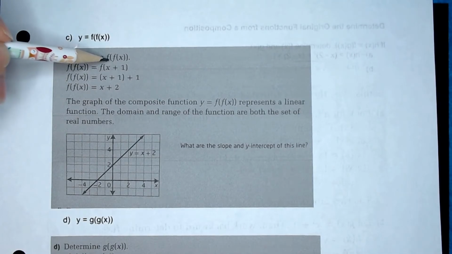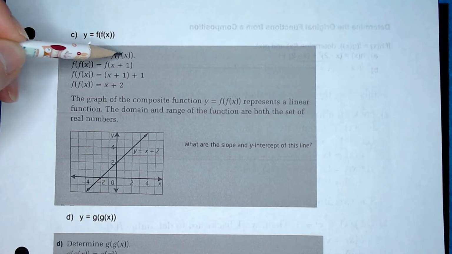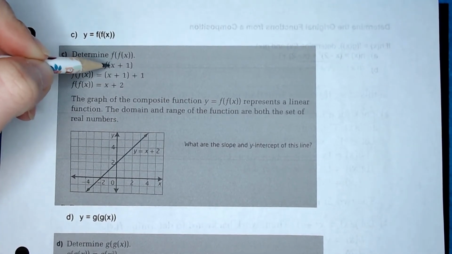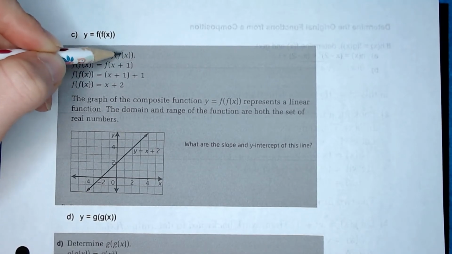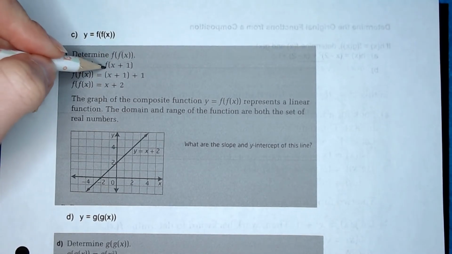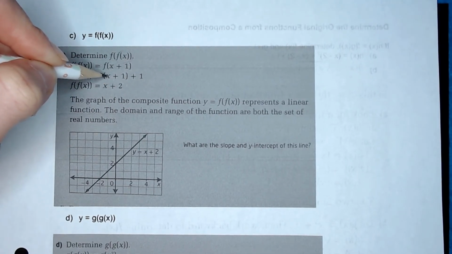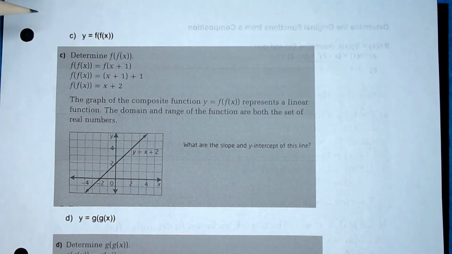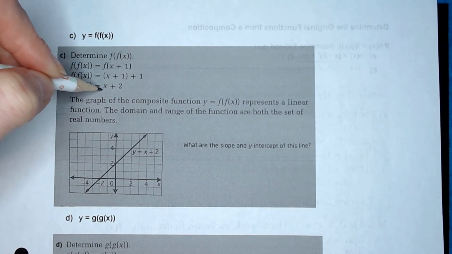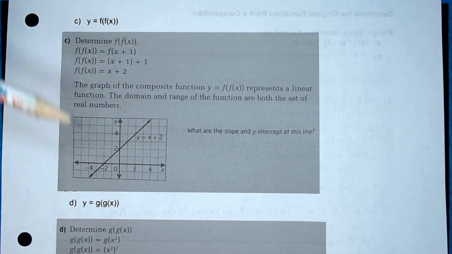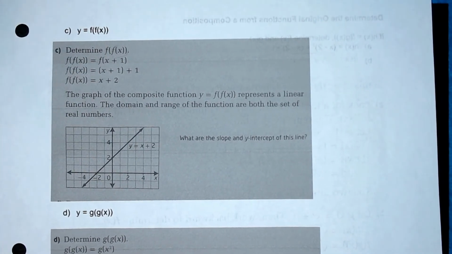Example C, f of f of x. So wherever there's an x in f of x, we're going to replace it with f of x. A little bit of a tongue twister, but don't think too much of it. Just find the value of this, put it in the x's of the function. So for f of x plus 1, wherever there's an x, you're going to plug in x plus 1. So we're going to get x plus 1 plus 1, and that will give us the straight line x plus 2. Our domain and range in this circumstance are negative infinity to positive infinity. And of course, this is just a straight line graph.